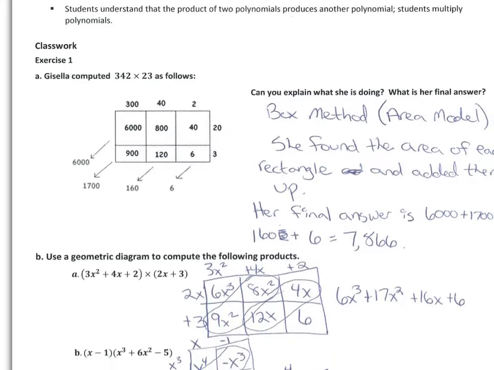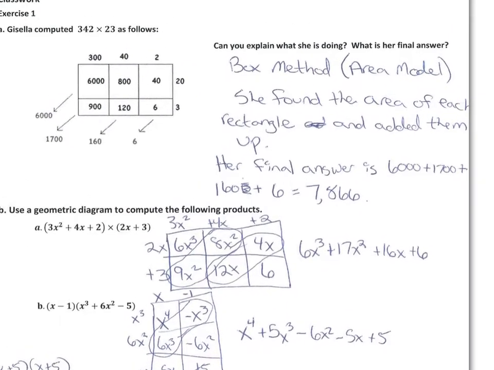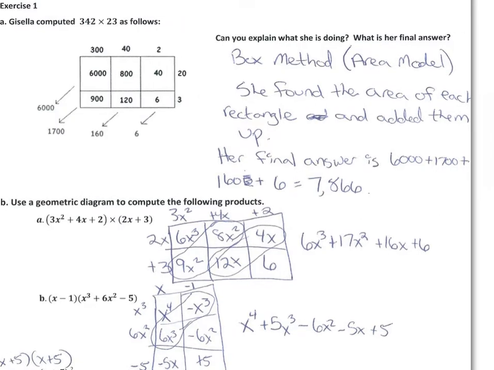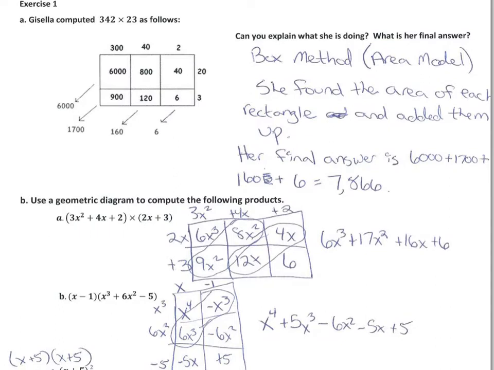Letter B, use a geometric diagram to compute the following products. So, we have 3x squared plus 4x plus 2 times 2x plus 3. Since I have 3 terms here, I'm going to need my box to have 3 columns, and then 2 terms here, so I need 2 rows. And then I multiply. 3x squared times 2x is 6x cubed. 4x times 2x is 8x squared. 2 times 2x is 4x.